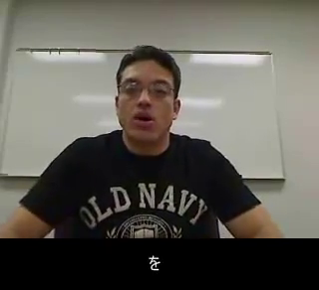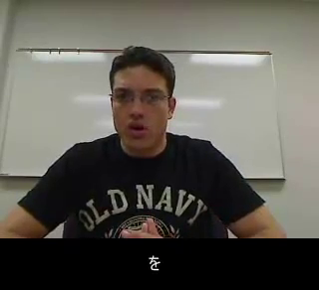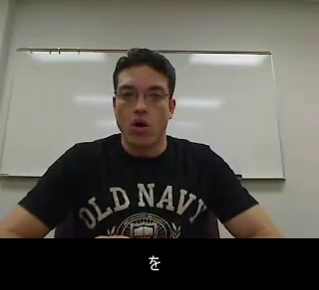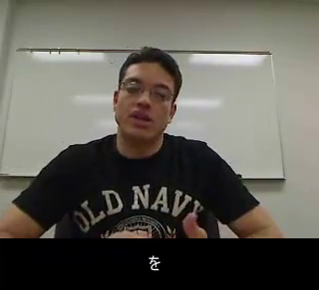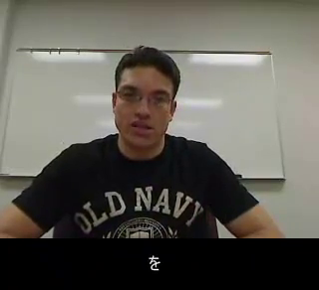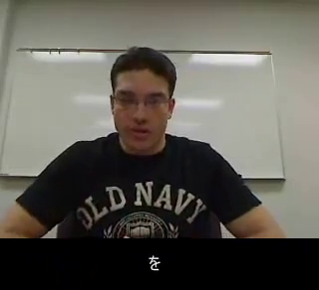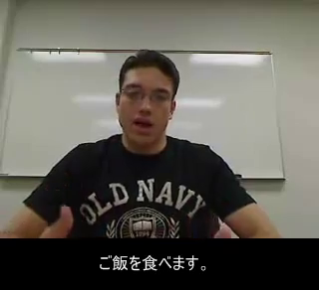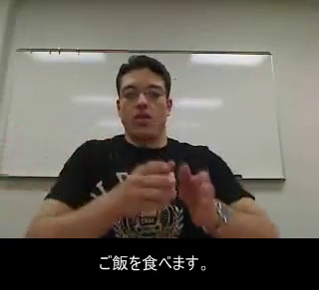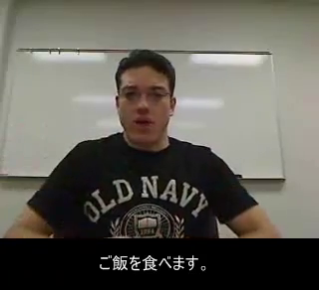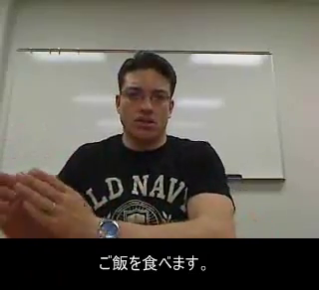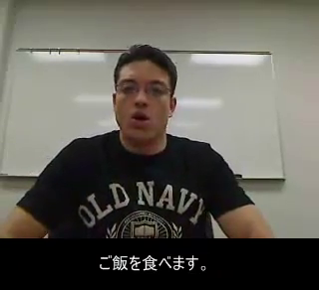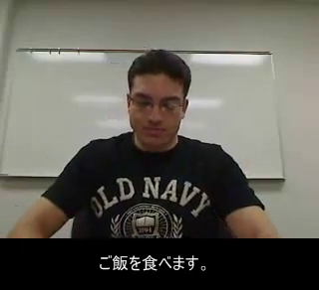Okay, the second one is o. O is very common too, and though we pronounce o, it is written with wo. Okay, and it indicates the direct object, the one that receives the action. For example, mizu o nomimasu, or gohan o tabemasu, meaning I drink the water, or I eat the rice. Okay, so that is o. It's for the direct object.